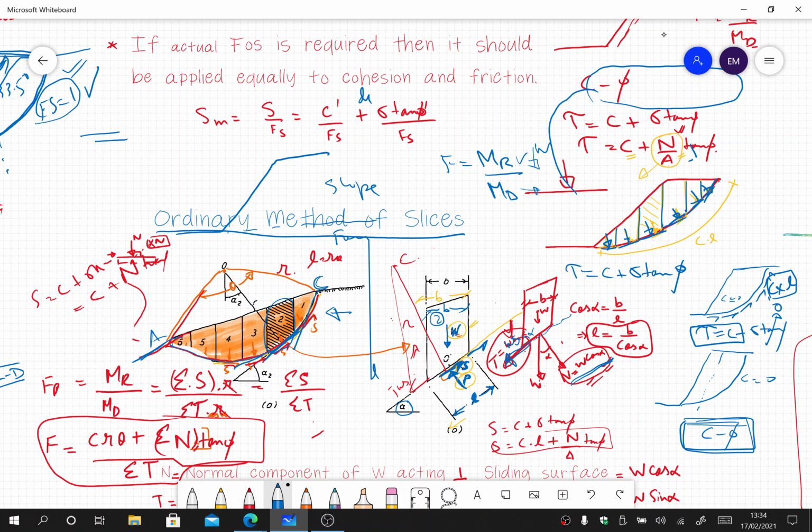So if you look at the figure, I'll draw that again here. This is the wedge that we're considering. Horizontal width is b and the inclined length is l. This angle is alpha. So from trigonometry we can say that cos alpha is equal to b over l, and from here you can say that l is equal to b over cos alpha. So this is the relationship between the inclined length and the horizontal width of the slice that we're considering, where alpha is the angle of the failure plane.